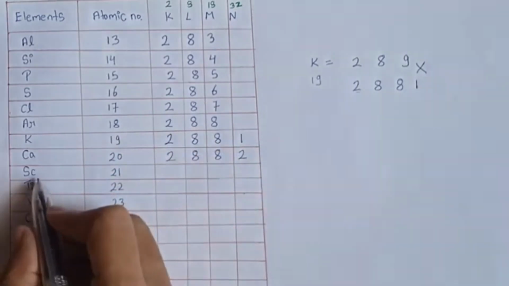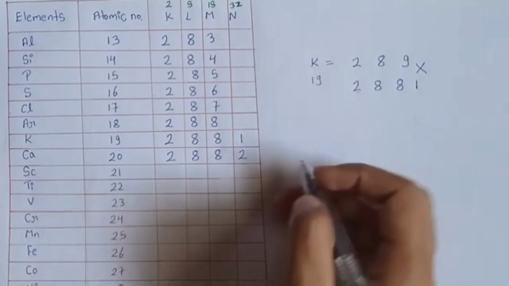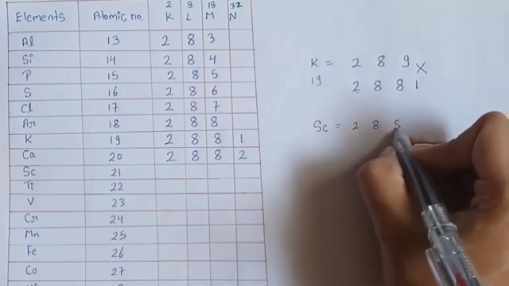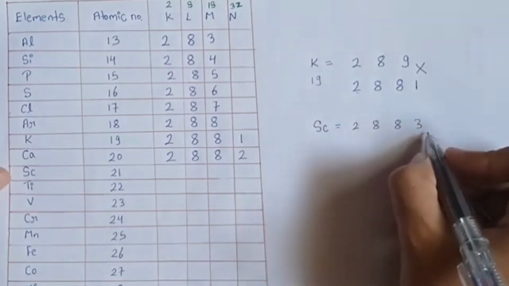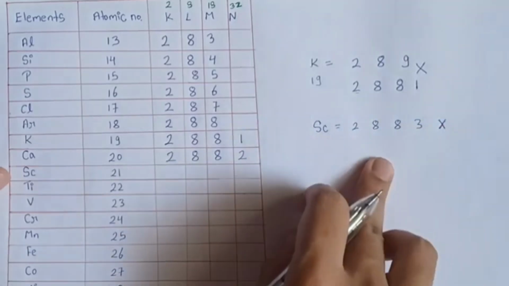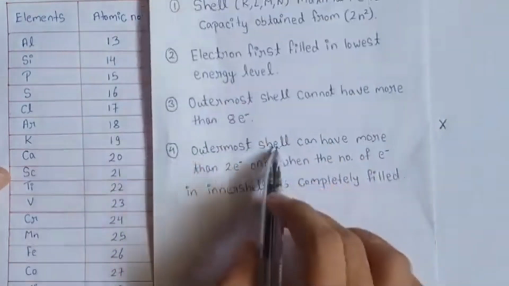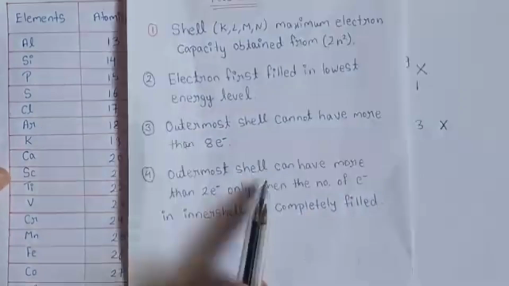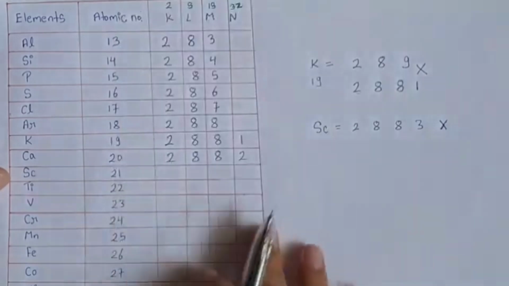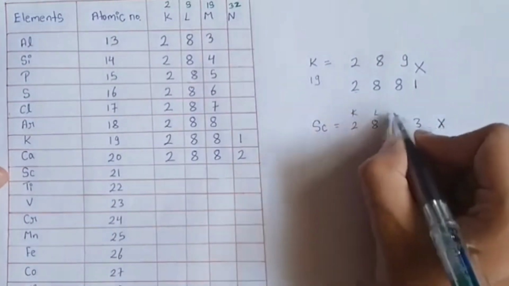Next scandium. As you can see, scandium's atomic number is 21. But here again we cannot write scandium in the same way, 2, 8, 8 and 3. This is wrong. We cannot write 3 here. Why? Because here again the fourth rule implies that the outermost shell can have more than 2 electrons only when the inner shell is completely filled. That means you cannot take more than 2 electrons in the N shell.